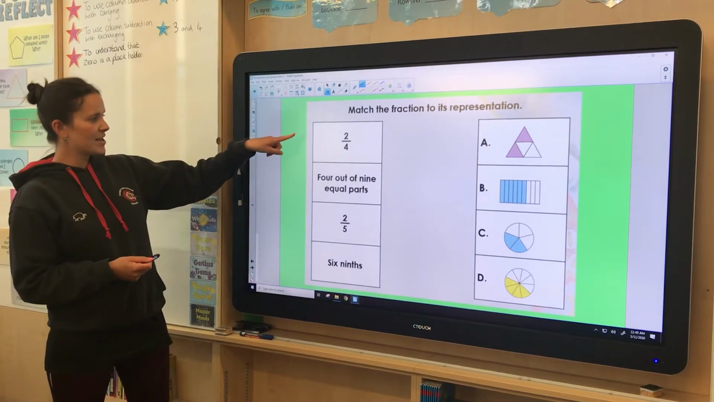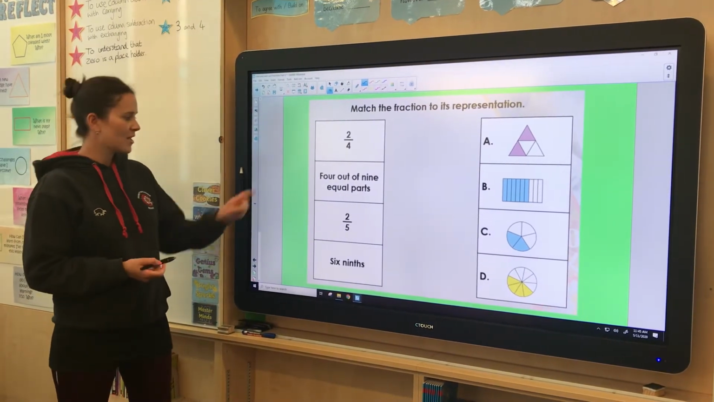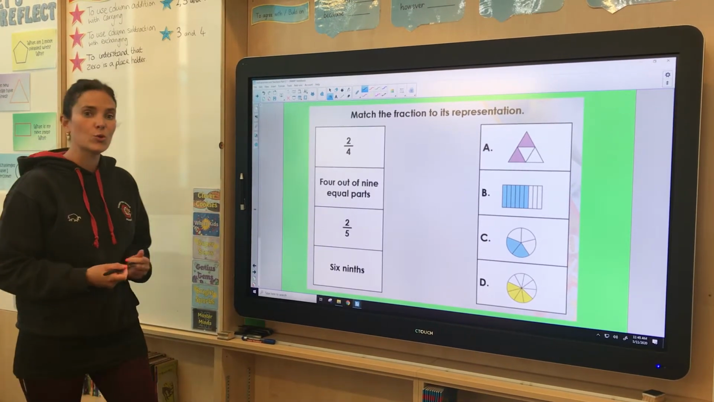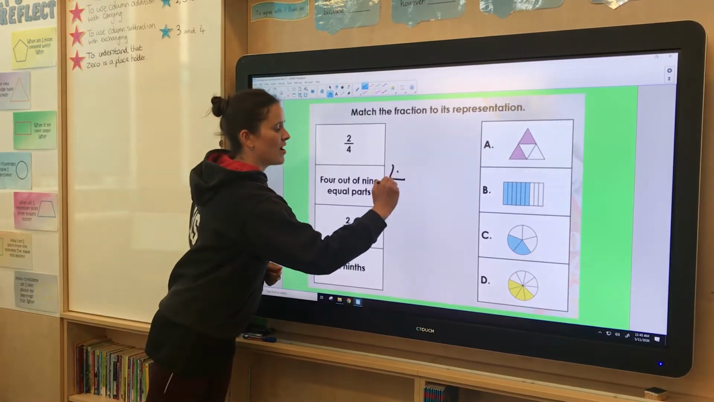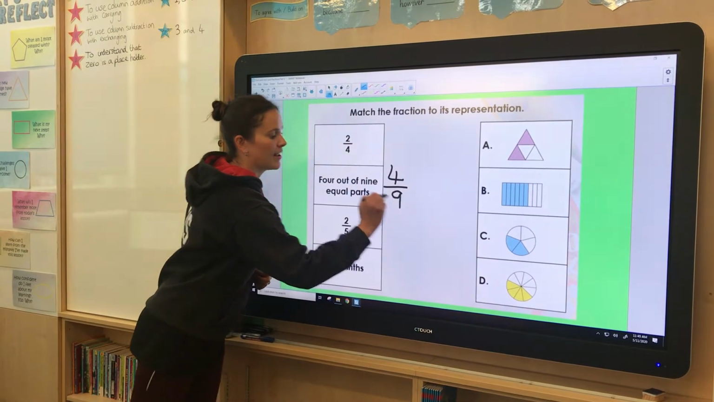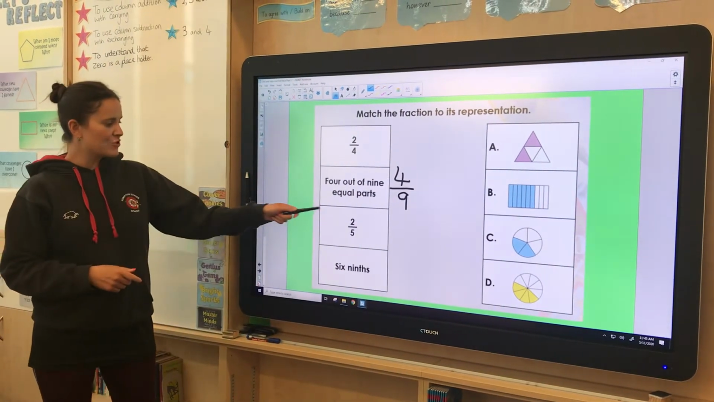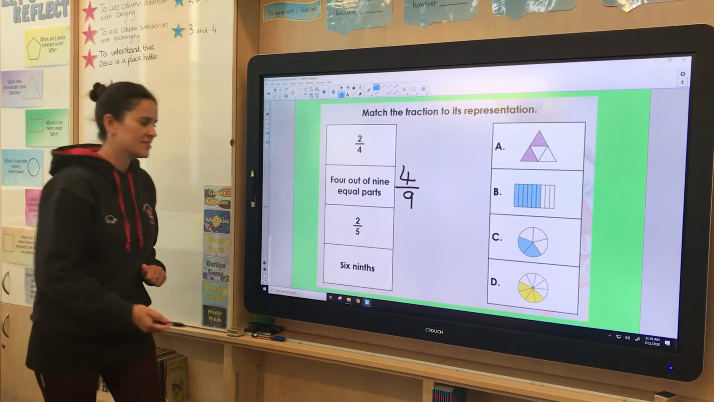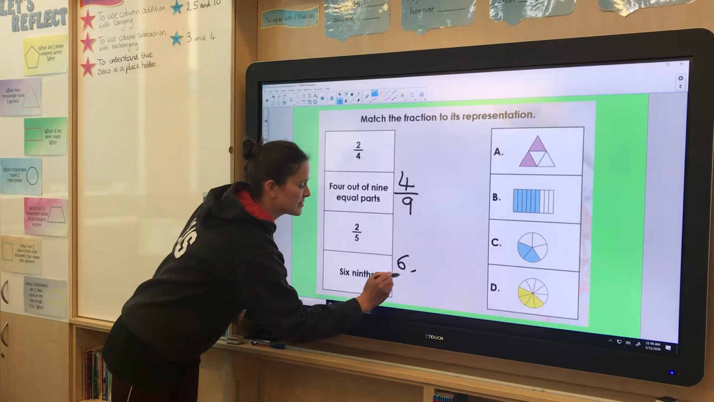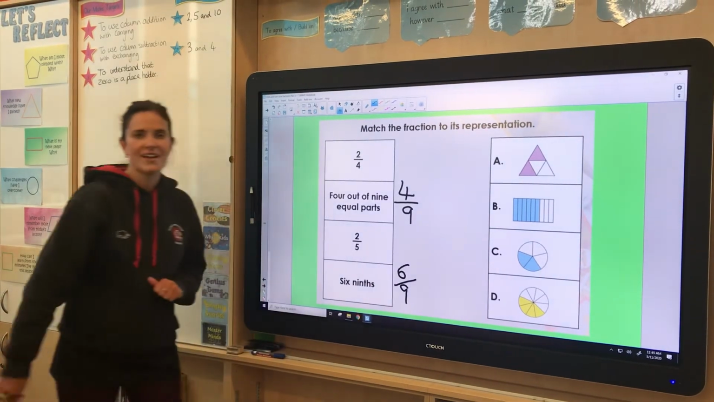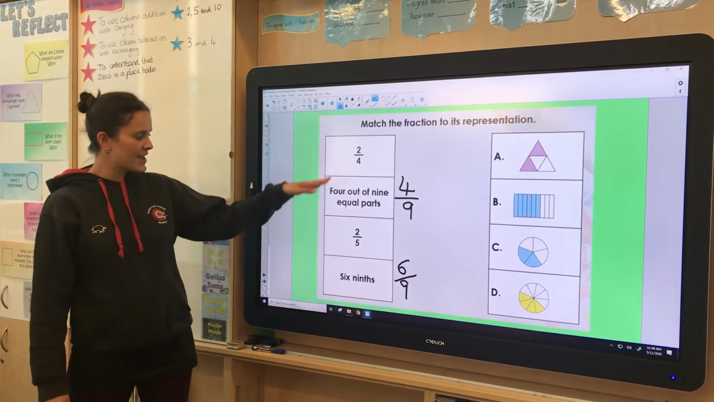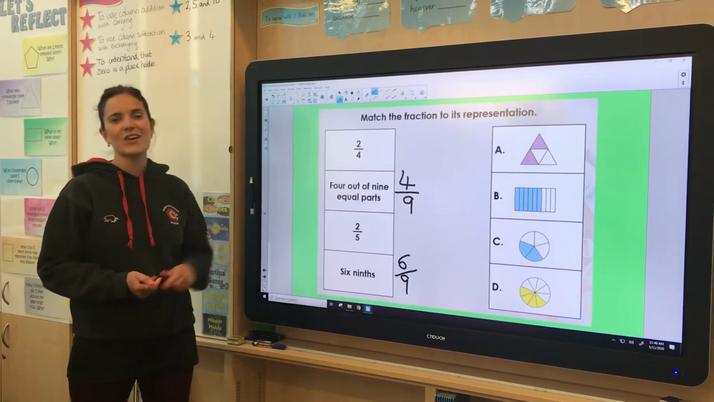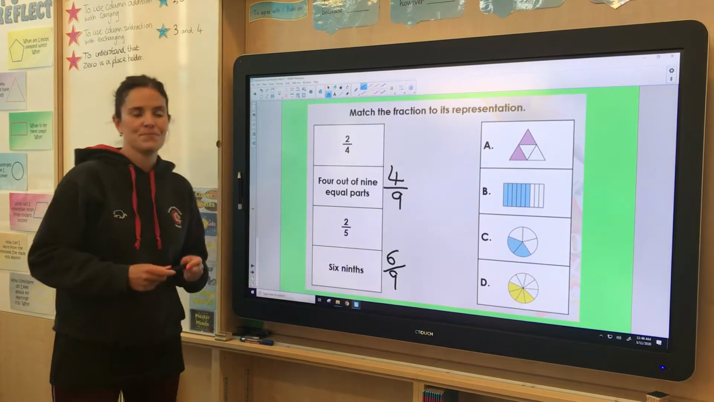So this one here is 2/4. This one here says 4 out of 9 equal parts, and we would write that like so. Then we have 2/5, and finally 6/9. That would be 6/9 written like that. All of these, as you can see, hopefully, are non-unit fractions because the numerator is greater than 1 each time.